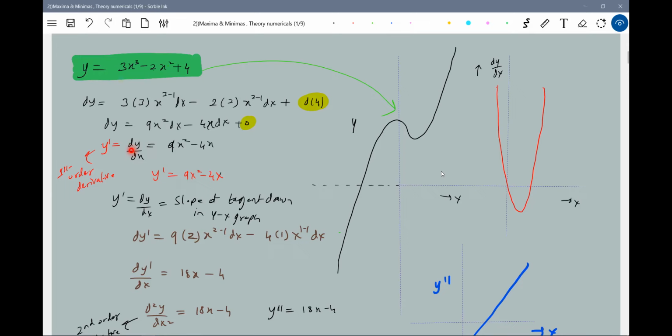Every time writing dy by dx will be tedious, so y dash will be fine. So this becomes the first order derivative. The symbol y dash is called the first order derivative. Can I differentiate again? Yes, we can differentiate again. So what is y dash? It is nothing but dy by dx, the slope of the tangent on the x-y graph. Already we have this definition.